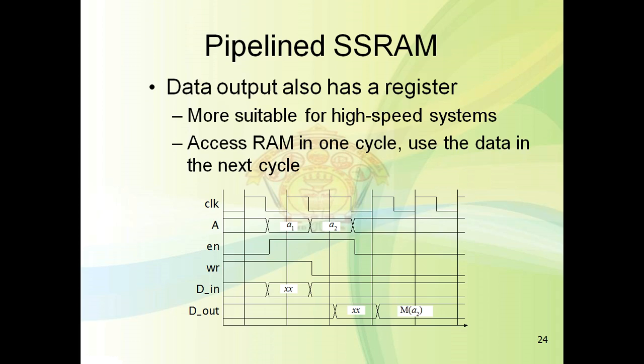You can see the timing diagram here. The timing diagram for the input and write operation is the same as for the flow through SRAM. The difference is that the data output does not reflect at the output in the same clock cycle, but it will be reflected in the next clock cycle.